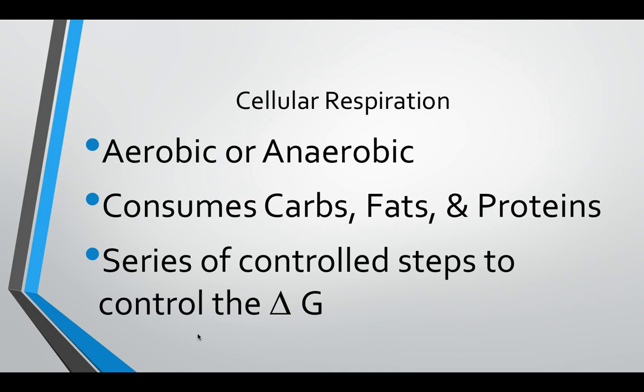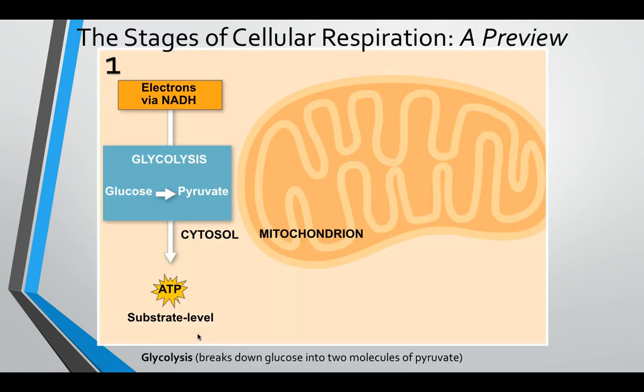If it happened in one huge step, the energy change would be explosive. But by controlling that energy change, by making this happen in small steps, only a small amount of energy is released at each step. So let's look at the stages of cellular respiration. There are 3 stages and 2 locations within the cell.